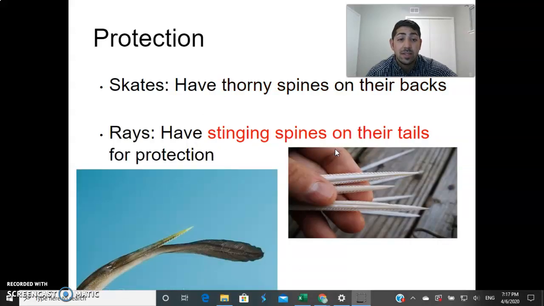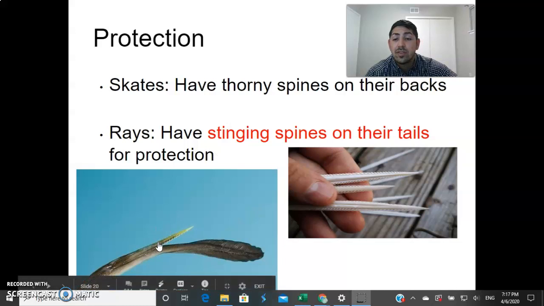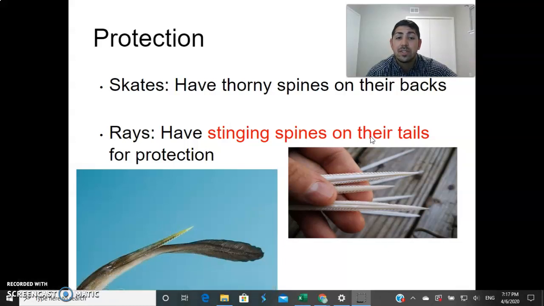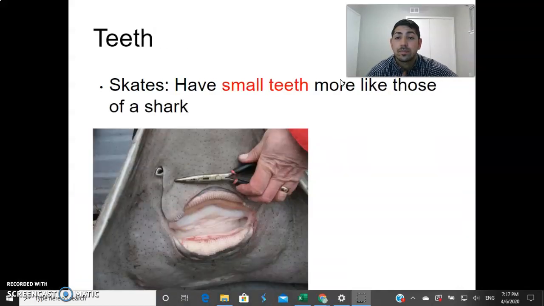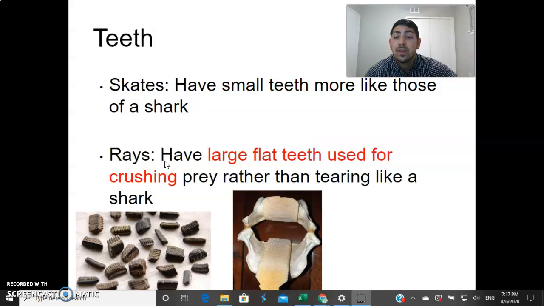Rays are going to have stinging spines, and you can see the spine still attached here and some other spines here. So they're stinging spines on their tails for protection. Skates have small teeth, more like those of a shark, and they have rows of them. And rays are going to have large flat teeth that are used for crushing prey rather than tearing like a shark.